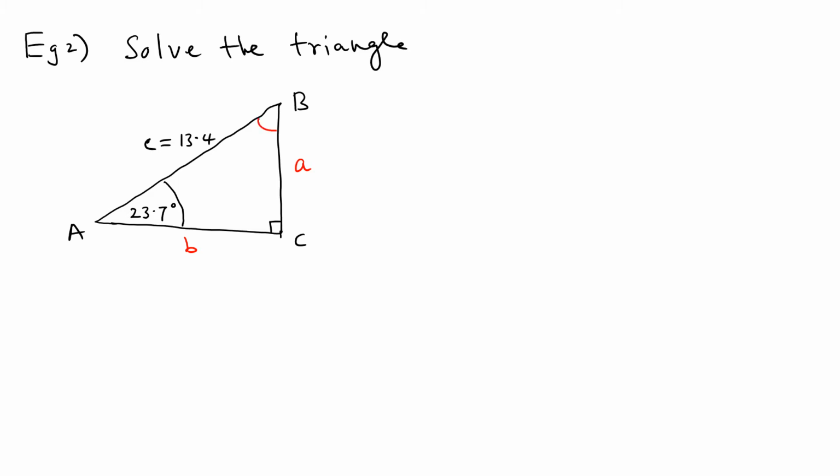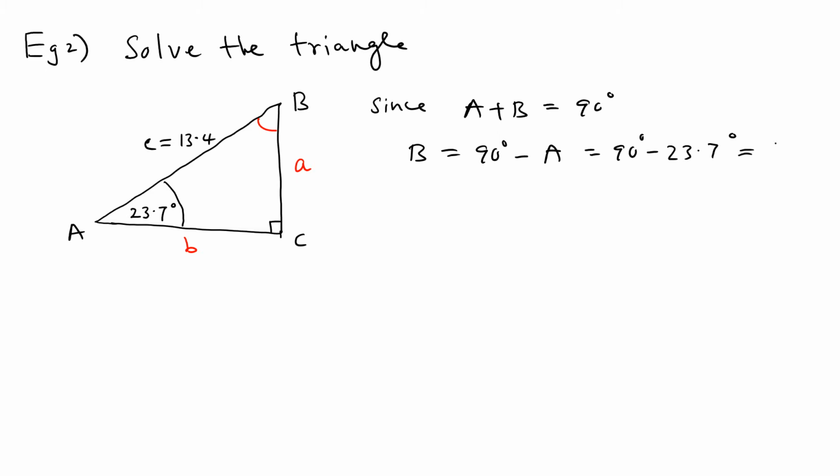The easiest one would be to find the angle again. Since A plus B equals 90 degrees as before, B would be 90 degrees minus A. That means 90 minus 23.7 degrees. If you subtract, you're going to get 66.3 degrees. So that's the angle B.